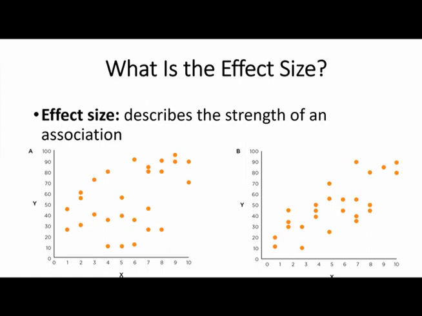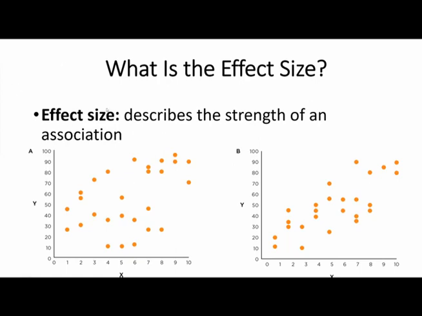So what is the effect size? Effect size is describing the strength of an association. Some associations are going to be stronger than others. For what we've been talking about, our effect size is pretty much going to be our R, our correlation coefficient. So the size of our effect is going to be the magnitude of our R. How close to 1 is it? How far away from 0?